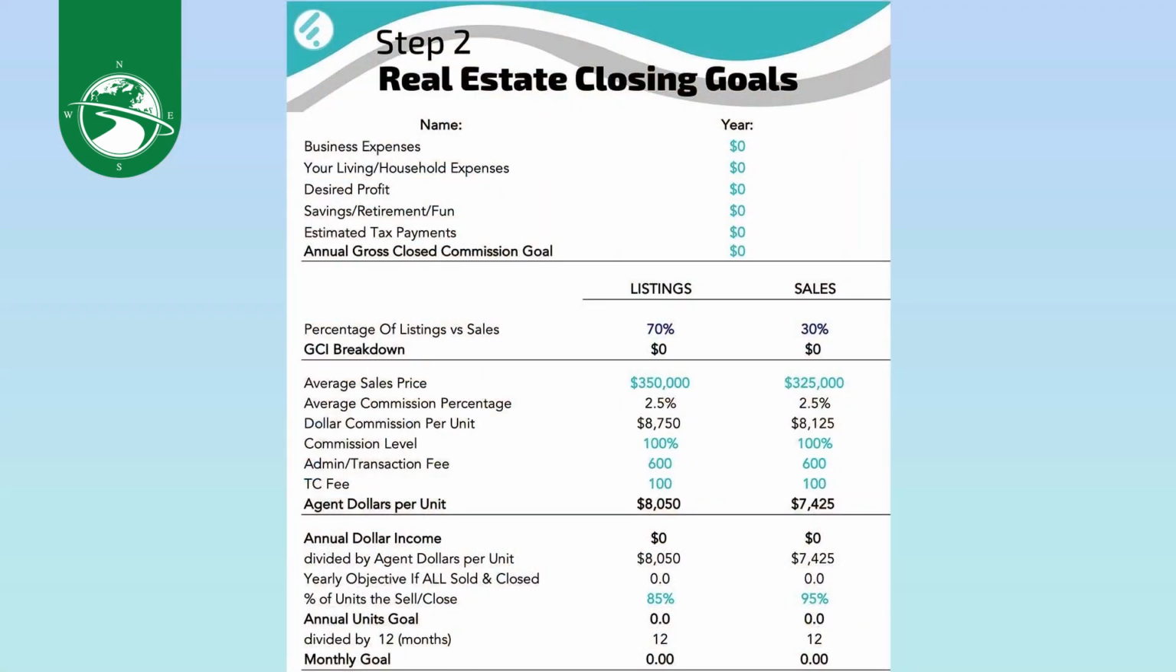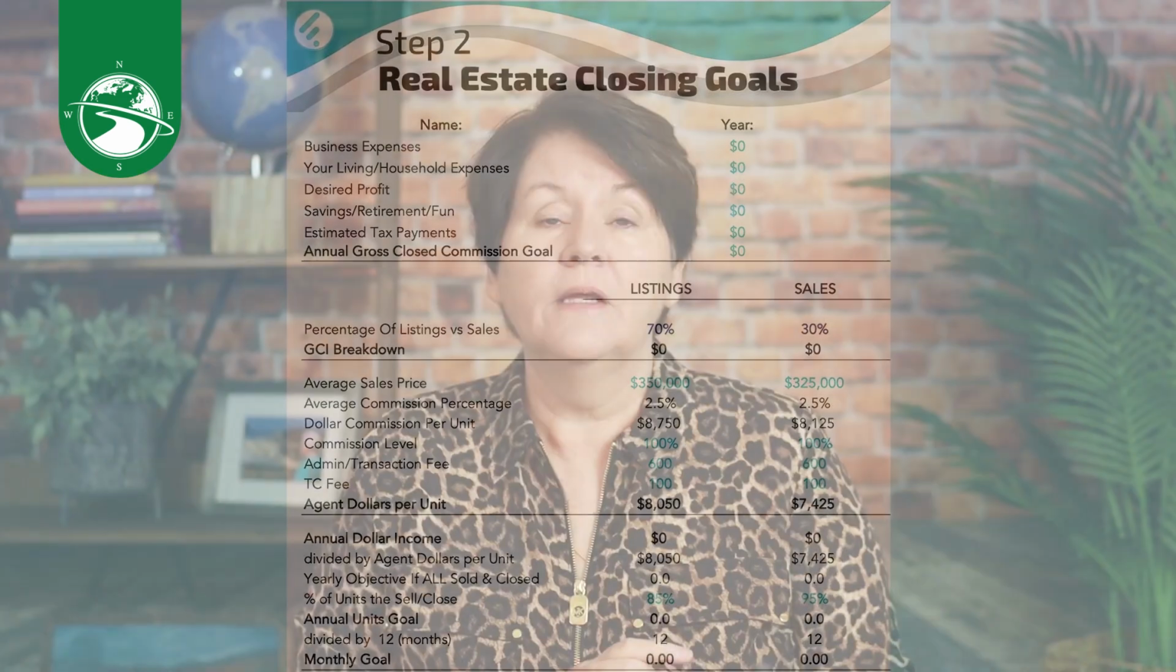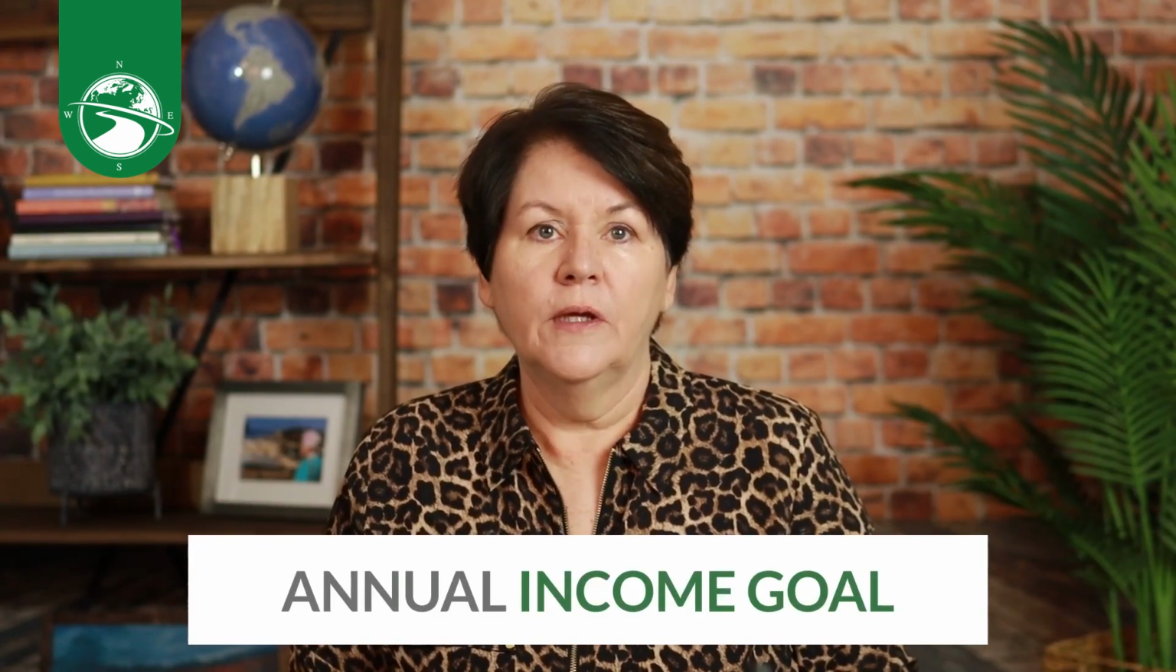In the next 3 tabs of the business plan, you'll be able to calculate your closing goals for sales and listings once you have that income number. The sheet's going to auto-calculate the number of listings and sales you need to close in order to reach that income goal based on your specific variables like your average sales price, what's the gross commission percentage, and so on.